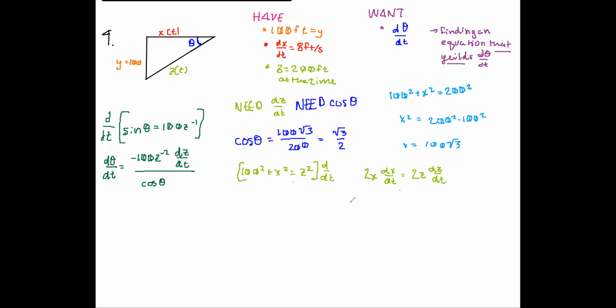Okay. And now we can do some subbing in because we know what x is and we know what dx dt is. So we have 2 times x, which is 100 root 3, and this is in feet. I'm switching back into units here so I make sure that everything's on the up and up. And this is 8 feet per second. And then this is divided by 2 times z, which at this time is going to be 200 feet, is equal to dz dt.